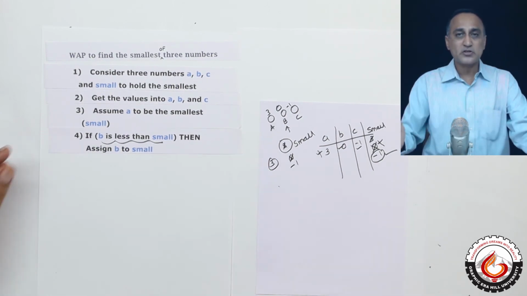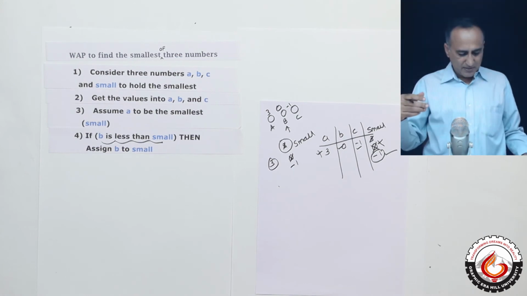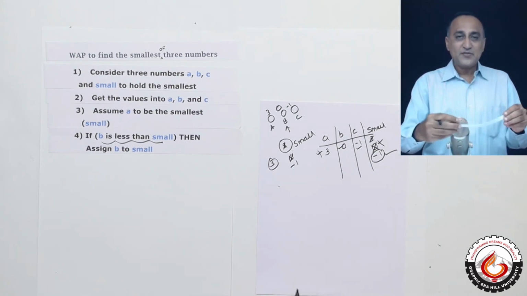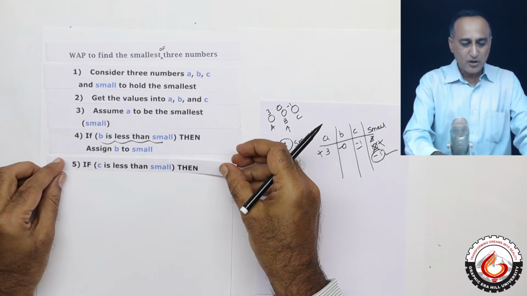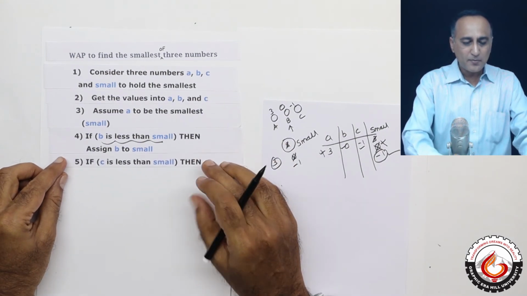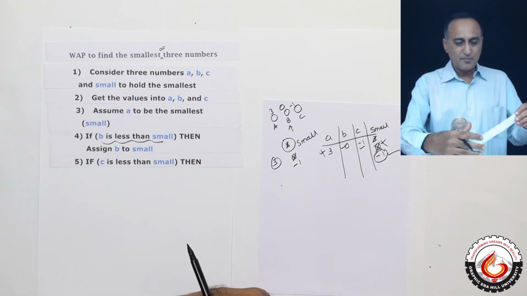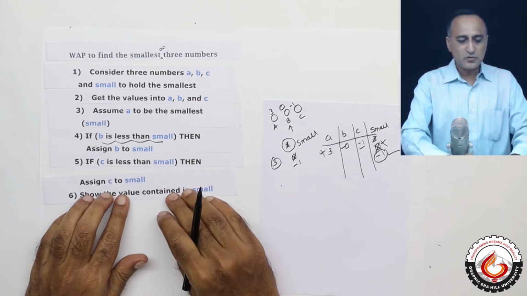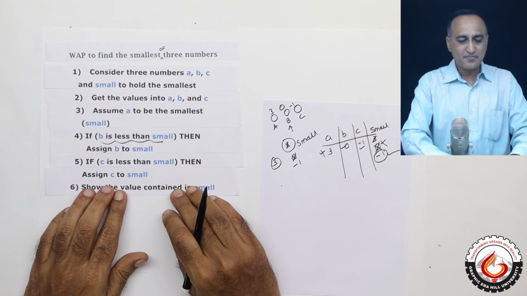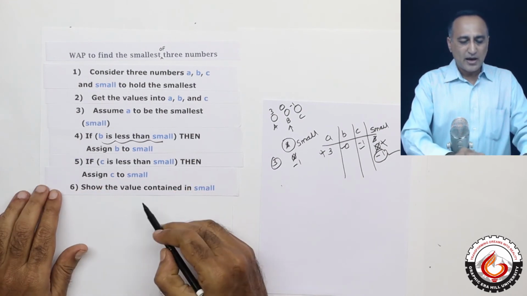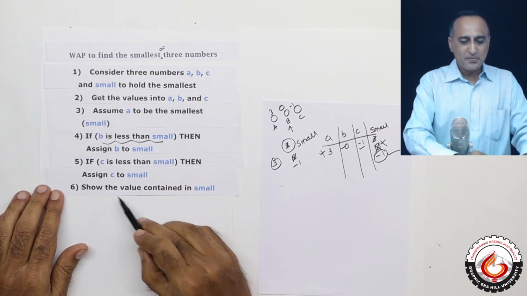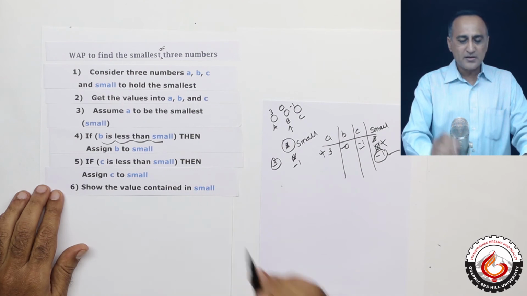Now I have done processing B. Now I take up the value of C. If C is less than small, then what am I going to do? I am going to assign the value of C to small. This is the next step. And finally, I have found the smallest. I am simply going to say show the value contained in small.